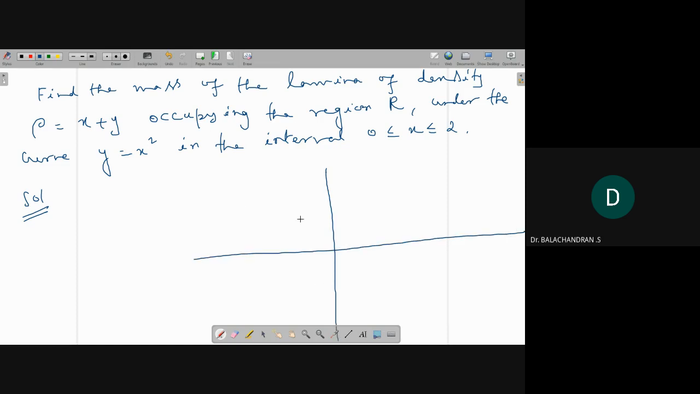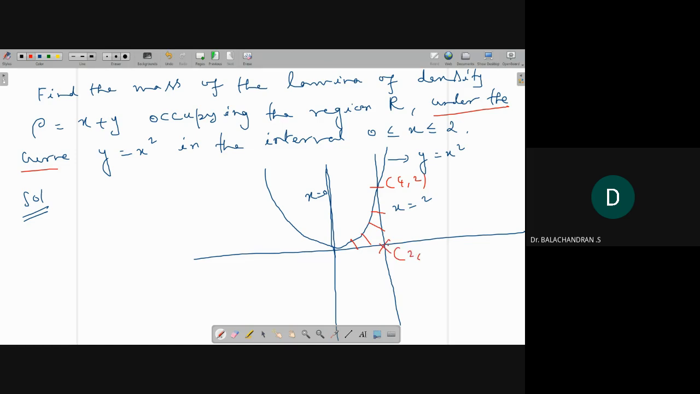Here what is the curve? x square equal to y, or y equal to x square, and x varies from 0. This is x equal to 0, x is equal to 2. The shaded region is the common region because it is under the curve. When x is equal to 2, y is 4. This is 2 comma 4, this is 2 comma 0, this is the origin 0 comma 0.